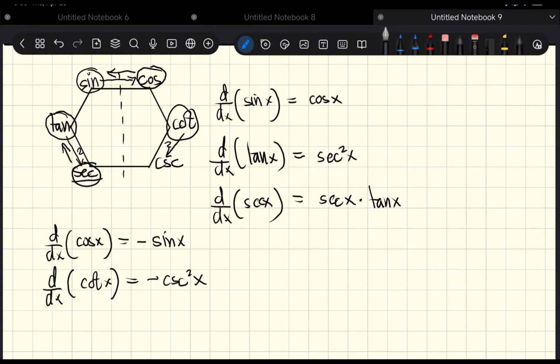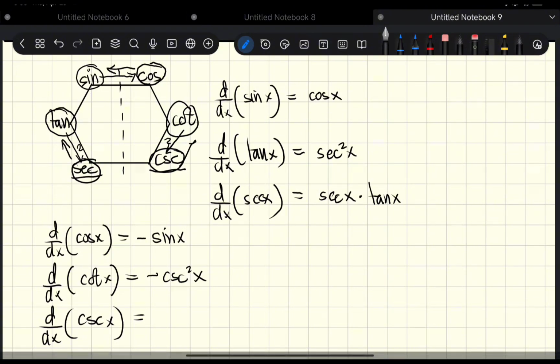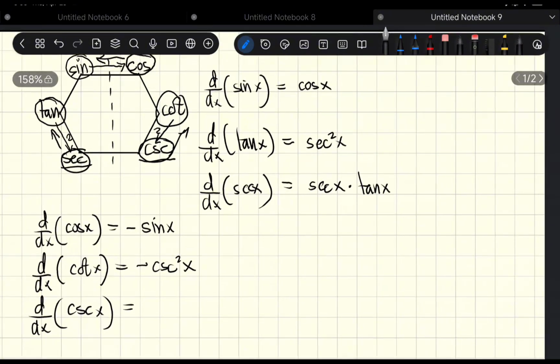And finally, for cosecant here, the derivative of cosecant x is equal to, first we're going to copy this, then we move up. We add negative, then copy cosecant x, then move up, cotangent x.